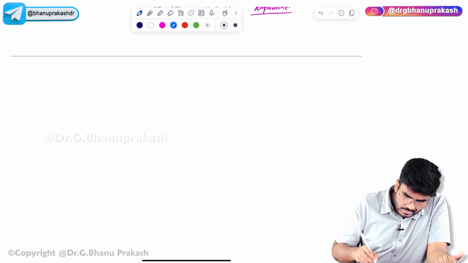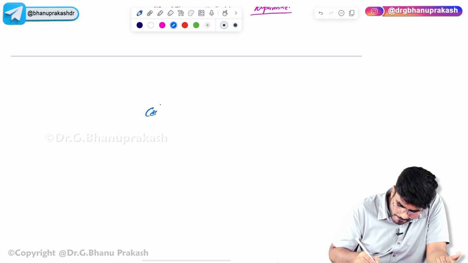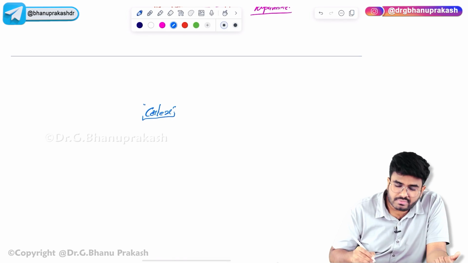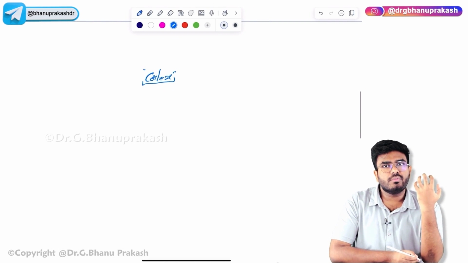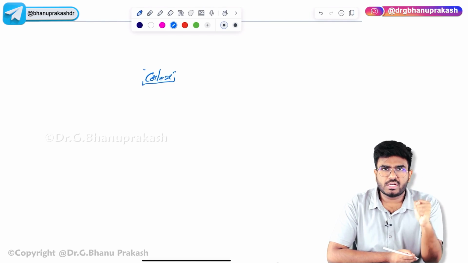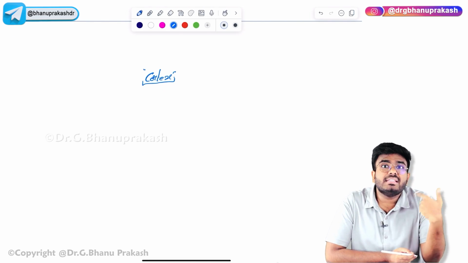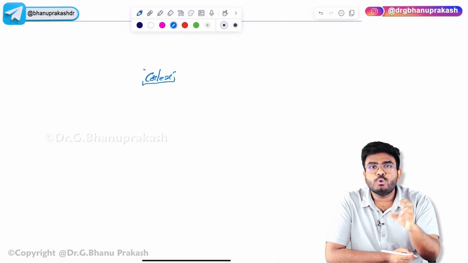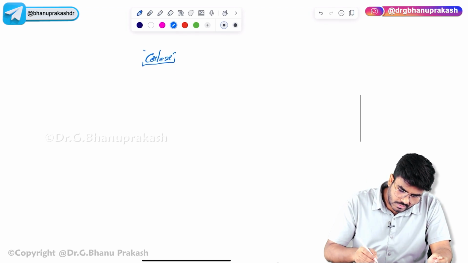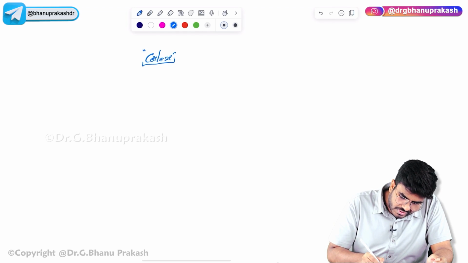So, let me write here the cortex. This is a simple schematic diagram. See, the cortex is the one which is responsible for the movements. Okay, you need to activate the cortex to execute the movements. So cortex activation is required.